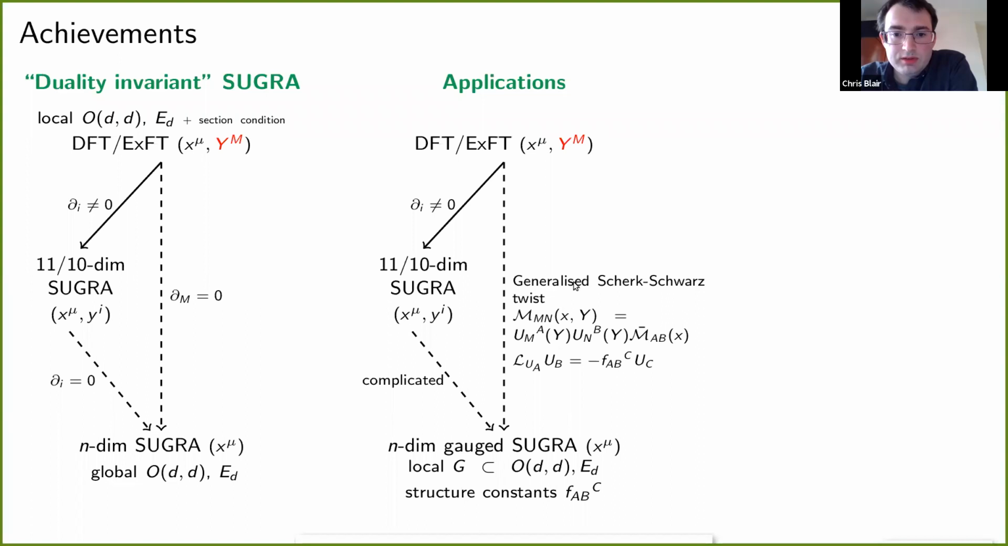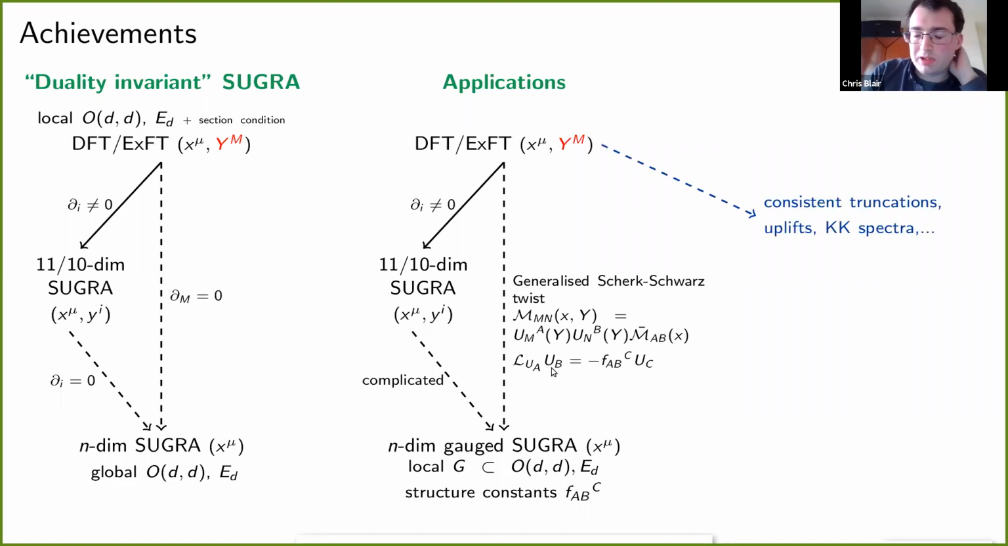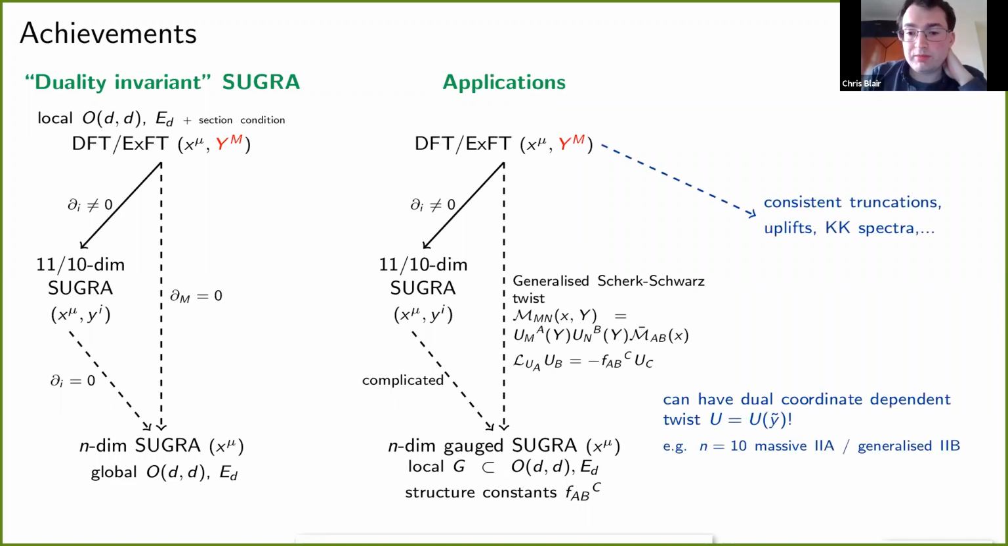For instance, you have this notion of a generalized Scherk-Schwarz twist or reduction in which you factorize out your dependence on these coordinates y in this particularly nice way, where these so-called twist matrices obey nice algebraic conditions with respect to the generalized Lie derivative. And this is not only very powerful for studying solutions of supergravity, but it also allows you to relax or weaken the section condition that I described.